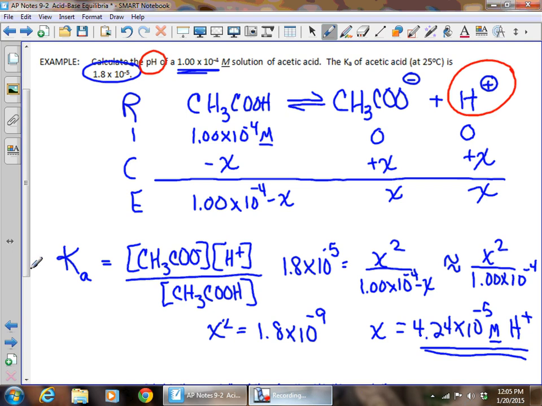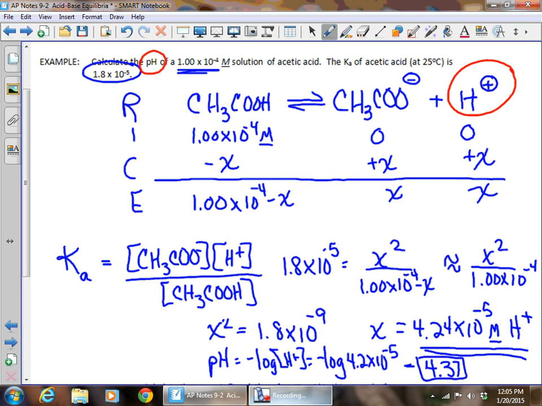So now, recalling from our previous work that pH is equal to the negative log of that hydrogen ion concentration, the negative log of our 4.2 times 10 to the minus fifth, we get a value for our pH of 4. We need 2 sig figs, 3.7. So there's our pH for this solution.